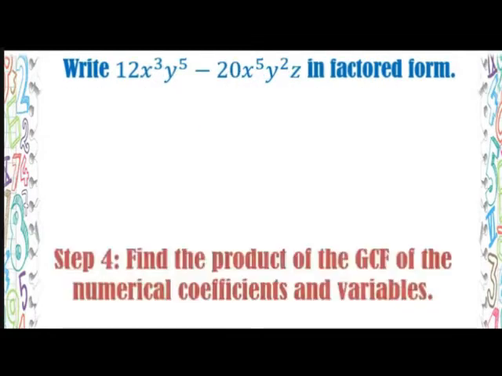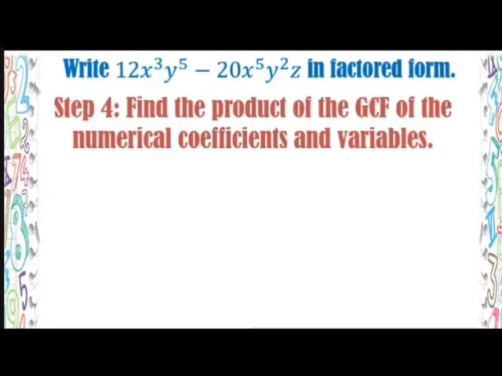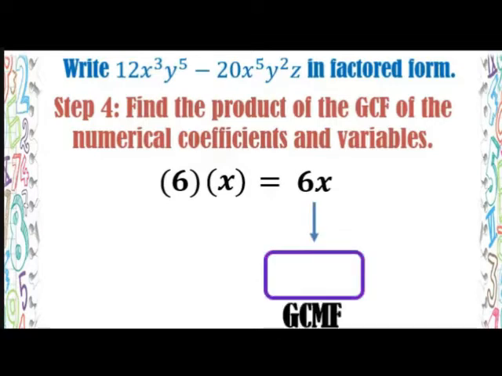Next, step 4. Find the product of the GCF of the numerical coefficients and variables. The GCF of the numerical coefficient is 6, and the GCF of the variable is x. So we have 6 times x, and that is 6x. This is now the GCF.